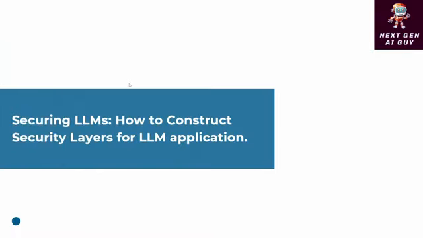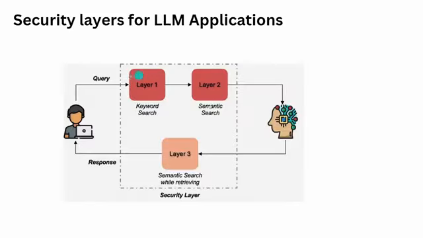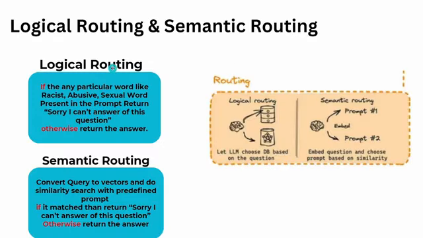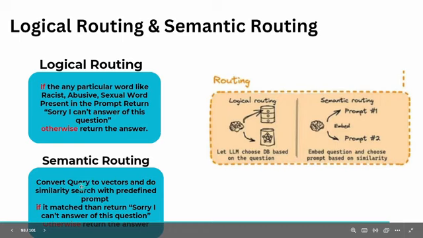The main important thing is securing our LLM models. How to construct a security layer for an LLM application. So this is the example. We will build 3 layers: layer 1, layer 2 and layer 3. Layer 1 is a keyword search, layer 2 is a semantic search, layer 3 is a semantic search while retrieving. So this one is a keyword search and this one is a semantic search.